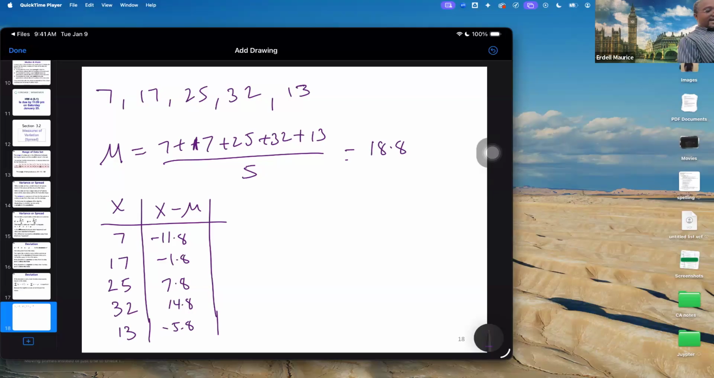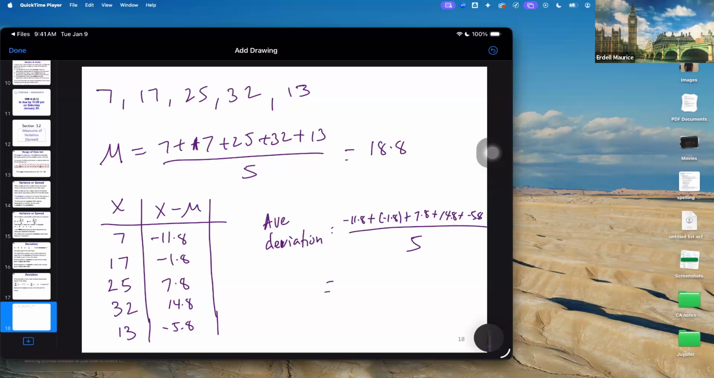What happened? Negative 11.8 plus negative 1.8 plus 7.8 plus 14.8 plus negative 5.8, and then divide this by 5. And the answer is, drum roll, please. What is it? No one says it out loud? The answer is 0.